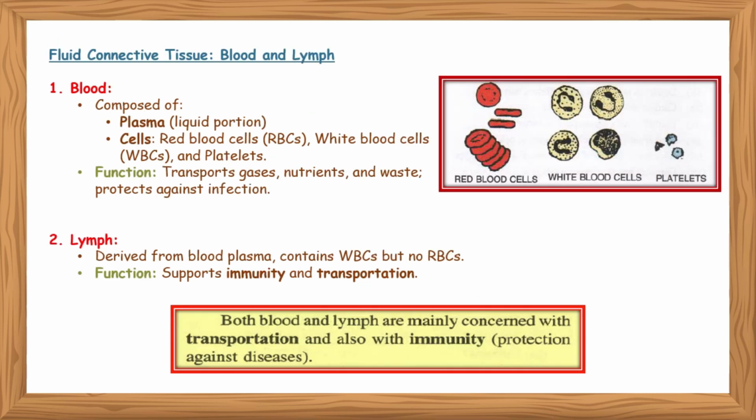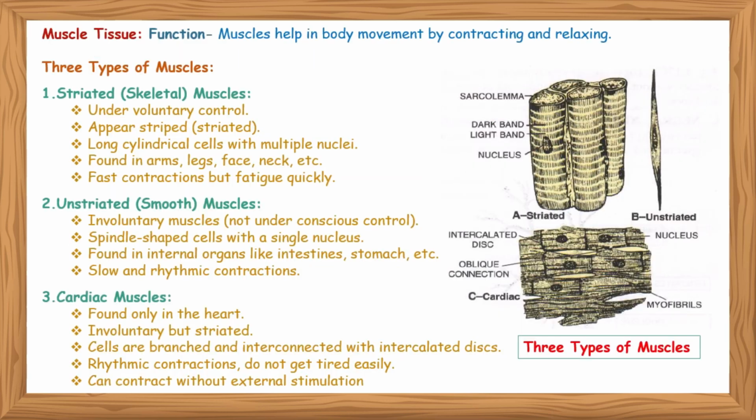Fluid connective tissue is blood and lymph. Blood is composed of plasma, which is the liquid portion, and cells, including the red blood cells, white blood cells and platelets. Their function is to transport gases, nutrients and waste, and protect against infection. Lymph is derived from the blood plasma, which contains WBCs but no RBCs. The functions include supporting immunity and transportation. Both blood and lymph are mainly concerned with transportation and also with immunity, that is protection against disease.